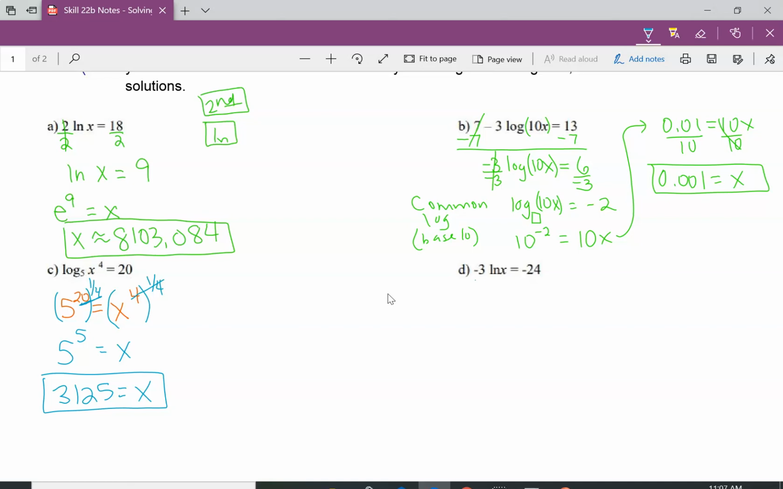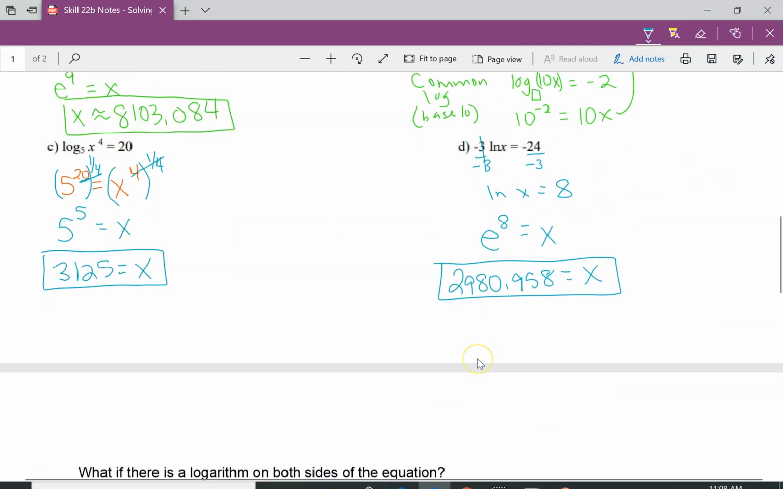Alright, the last one, divide both sides by negative 3. This isn't the last one, but this is the last one on this side. So we get natural log of x equals 8. So remember, natural log is a base of e, so e to the 8th is equal to x. Figure out e to the 8th, I'm going to use my calculator, and it's about 2980.958 when we round to 3 decimal places. Okay? Alright, so that's how you solve log equations that only have one logarithm in it.